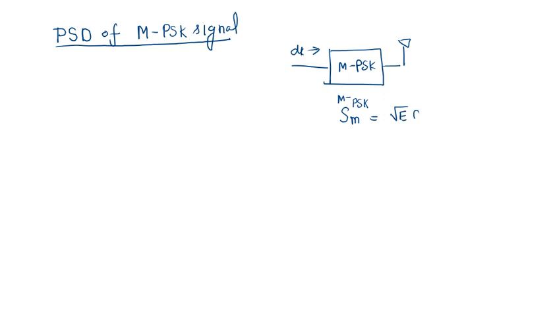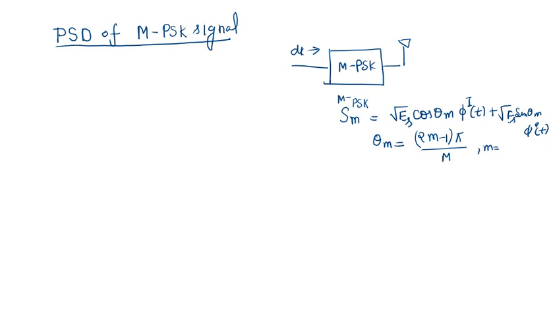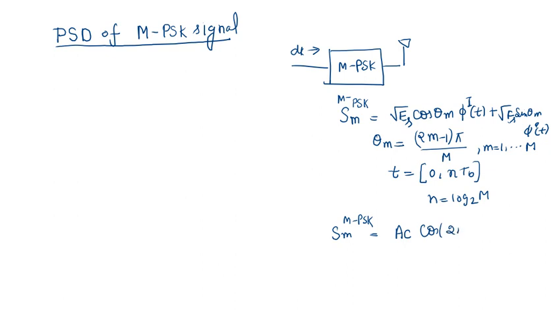root Es cos theta_m phi_I(t) plus root Es sin theta_m phi_Q(t), where theta_m is (2m minus 1) pi by capital M and m varies from 1 to M, and the time duration over which this communication is taking place is from 0 to N Tb, where N is log2 M. Or the same signal can be seen as Ac cos(2 pi Fc t plus theta_m). Theta_m is the same as this and t is again from 0 to N Tb.